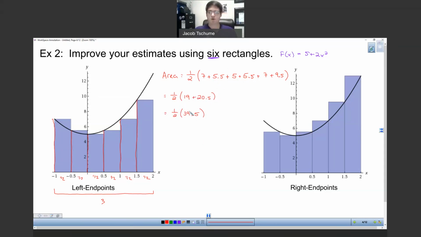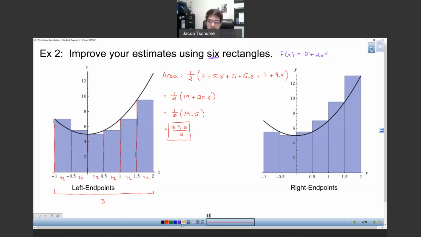All right. And then multiply and then dividing that by 2. Like I said, you can give me the decimal if you want, or you could just leave it as 39.5 over 2. This would be the approximate area under the curve using left endpoints here. All right, very good.